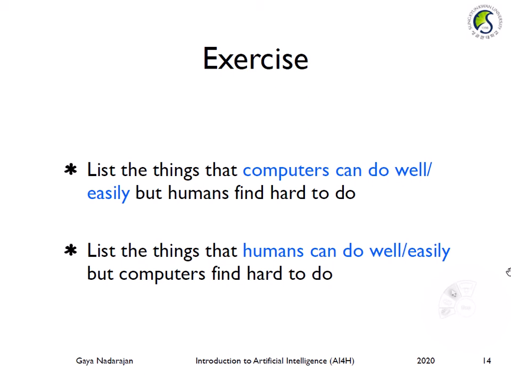Those are the kind of things computers can do, but humans find hard to do. Now, on the other hand, what are the things that humans can do very well, but computers find hard to do? We already mentioned a few of these earlier on. What are the things we can see, for example?